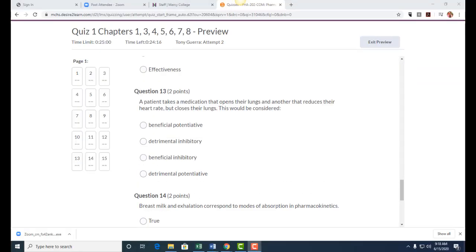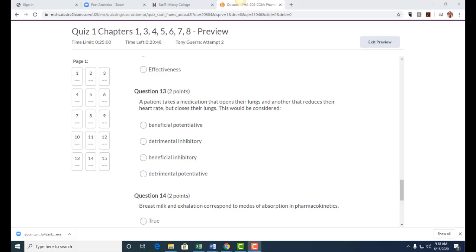Okay, I didn't like the way I explained this one before, so I re-recorded this one, but I wanted to go over the 4 possibilities of beneficial potentiative, detrimental inhibitory, beneficial inhibitory, and detrimental potentiative. And when you have words that kind of obfuscate, they make it a little bit harder to understand what's going on.